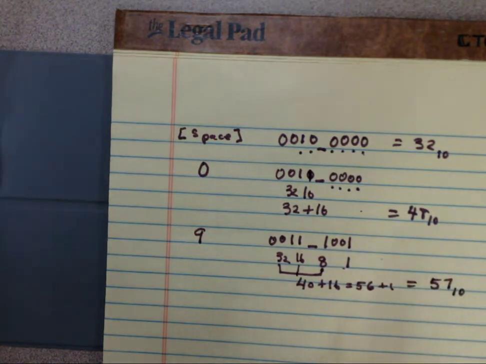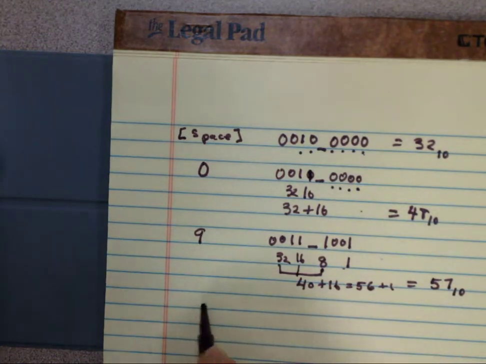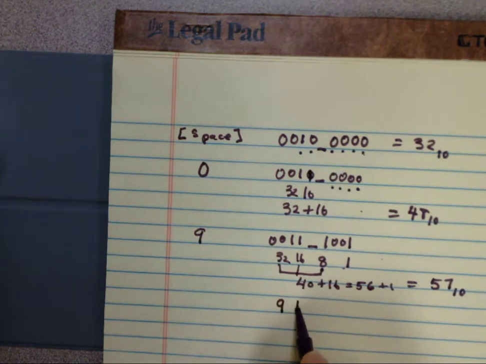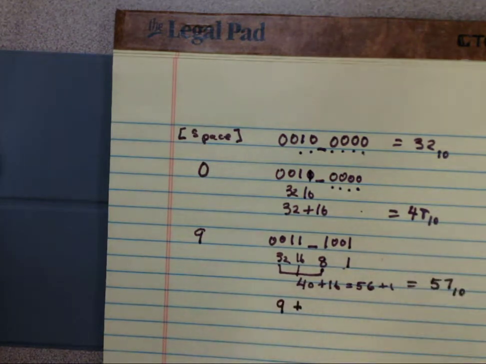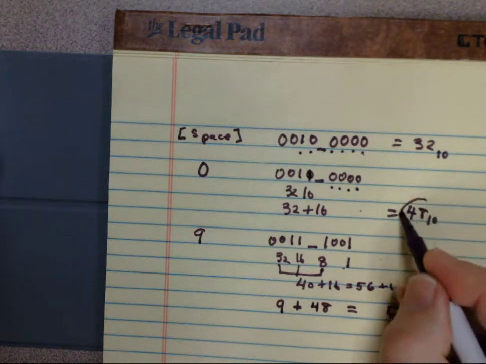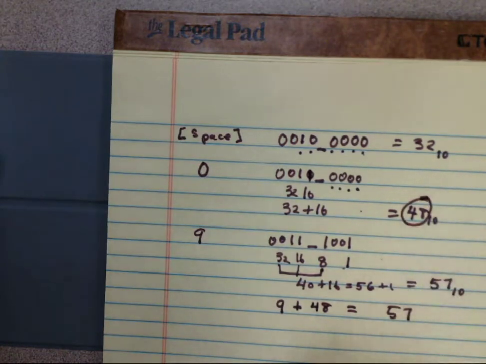Now, I want you to notice something here. If I were to take 9 and add it to the ASCII code for 0, 48, that would give me 57 again. So if you remember that 48 is the ASCII code for 0, you can recover all of your ASCII codes for the digits just by adding that digit to 48.